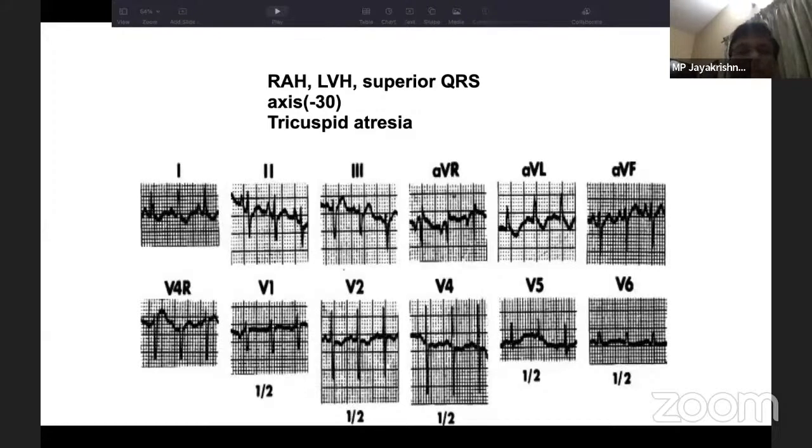So a cyanotic heart disease with superiorly oriented QRS axis with LVH. So this child has left ventricular hypertrophy. These 3 should be there: cyanosis, left ventricular hypertrophy, and superior QRS axis. It is tricuspid atresia.